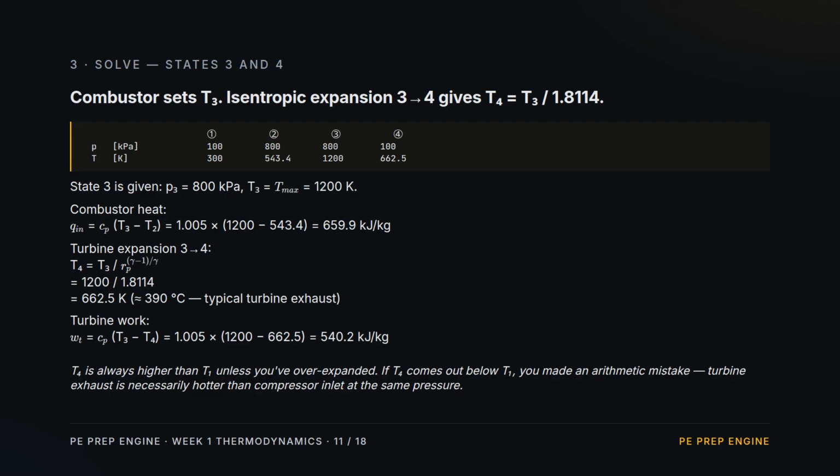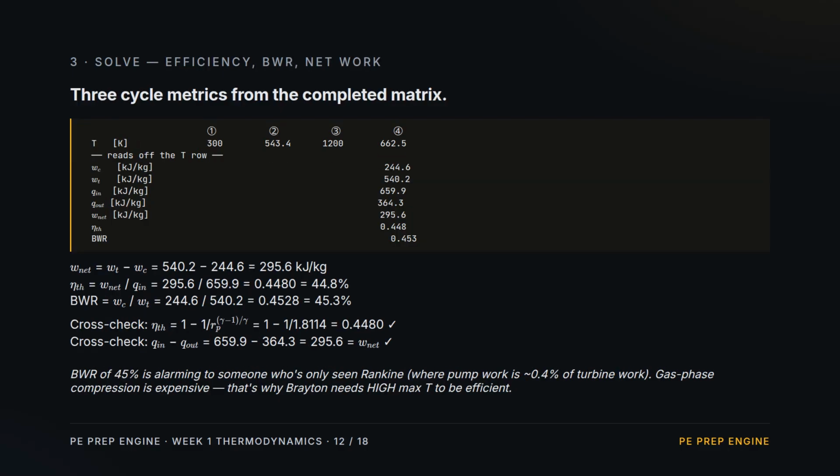Sanity check: T4 should always exceed T1. If not, you slipped arithmetically. Step 3. The three metrics. Net work is about 296 kilojoules per kilogram.